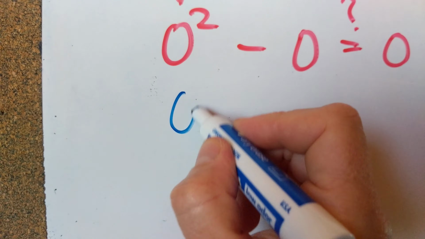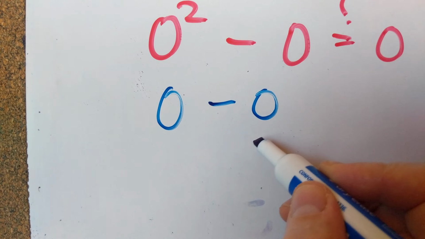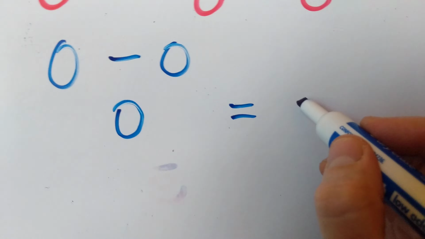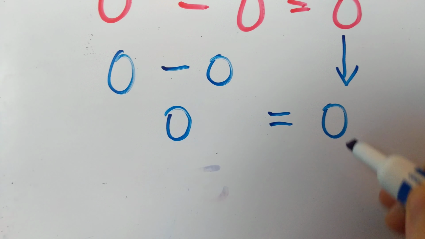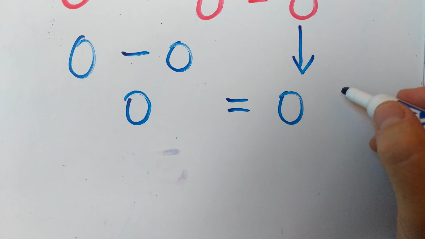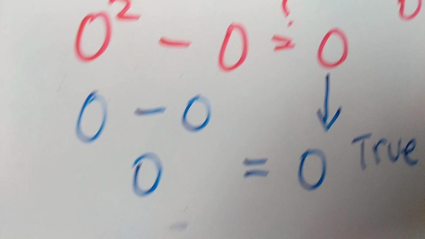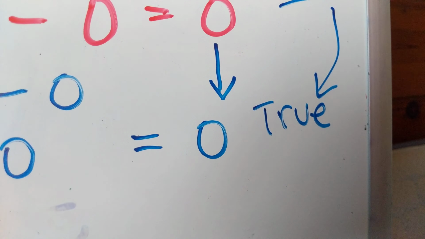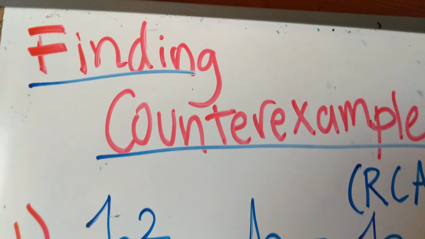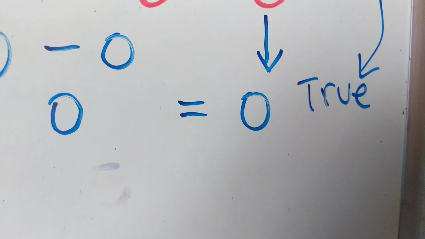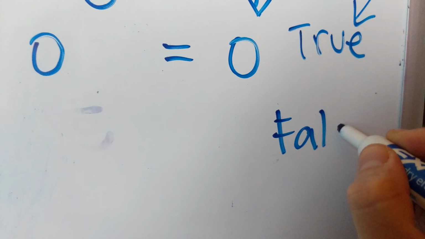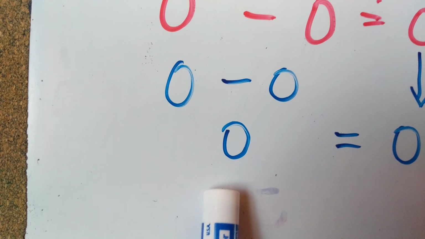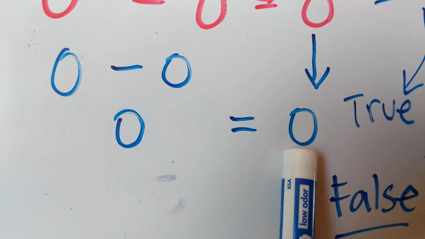0 to the second power is 0. 0 take away 0 is 0. So you have 0 on the left and you have 0 on the right. So this is true. When we chose b equals 0, we got an answer of true. But we're looking for a counterexample, which means what we want to get is an answer that gives you false. How can we get a false? In other words, how can we get the left side not to be the same as the right side?